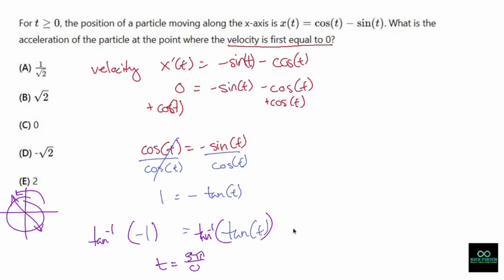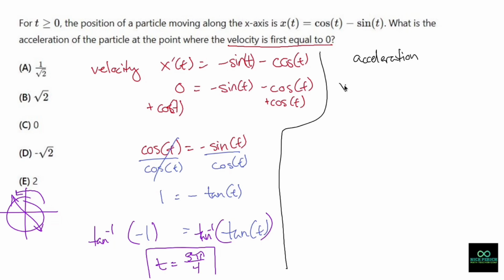Why would I put 0 down there? 3/4 of a pi. All right, so that's my t. What is the acceleration of the particle at that point? So now I have t. I need to find the acceleration. The acceleration is the second derivative. So x double prime of t is going to be the derivative of negative sine t, which is negative cos t, minus the derivative of cos t, which is positive sine t.